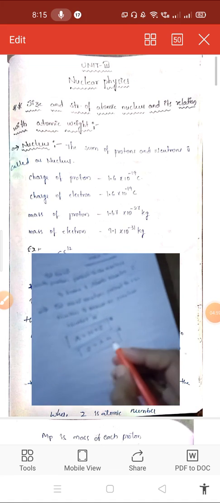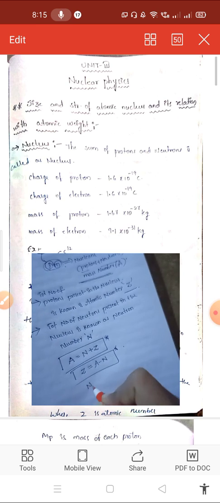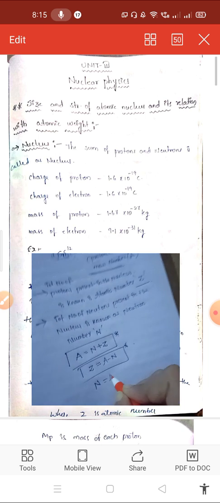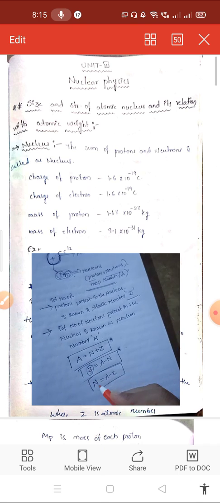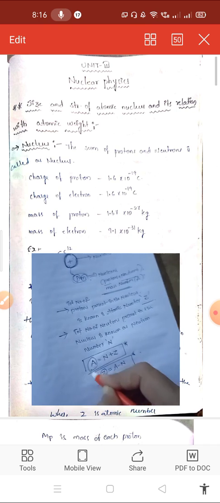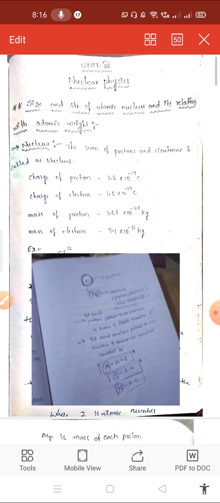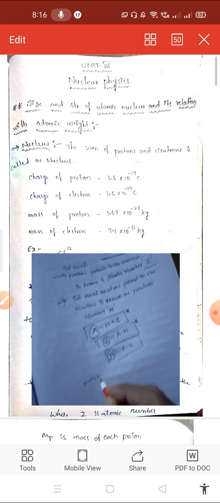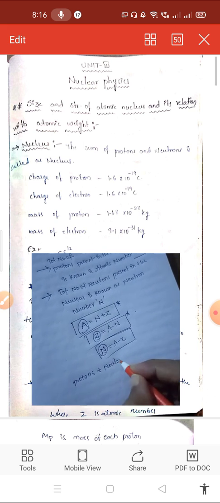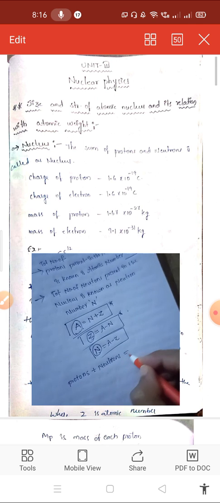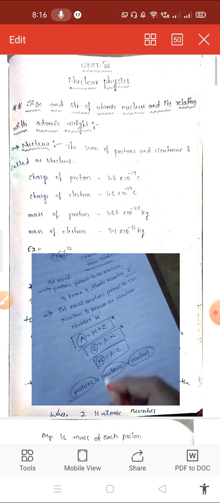Okay, Nana. If you want the total number of neutrons, then what you have to do is, the total number of neutrons N is equal to A minus Z. This is the total number of protons, this is the total number of neutrons, and this is the total mass number. Are you clear about the nucleus? The sum of the protons and neutrons is called the nucleus. Nucleus means the sum of the protons and the neutrons.